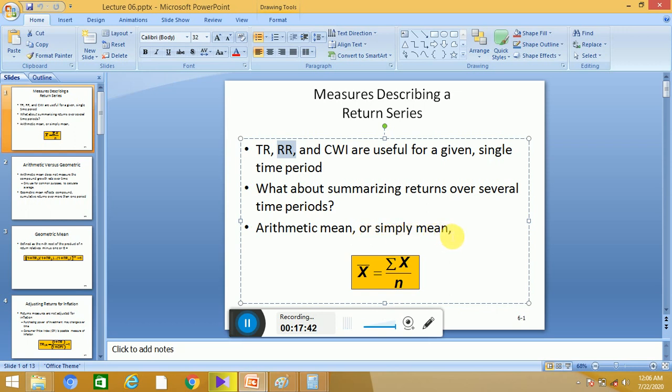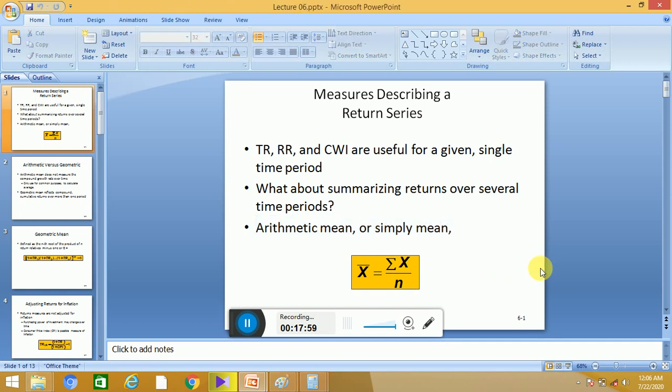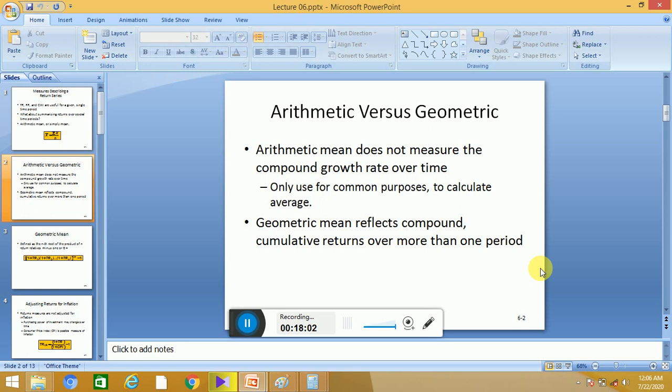Arithmetic mean is simply the mean. There is another measure that is used for calculating returns, that is arithmetic mean. You know about arithmetic mean: summation x divided by n. In statistics, you people already studied this thing.